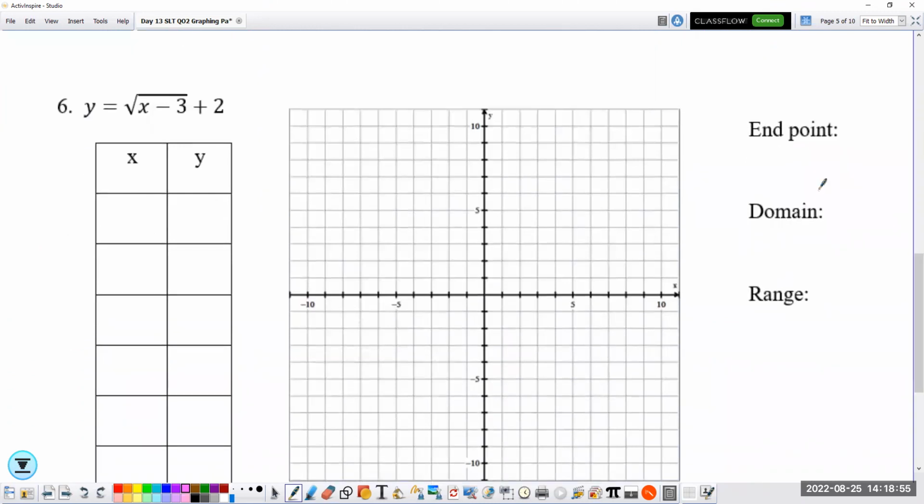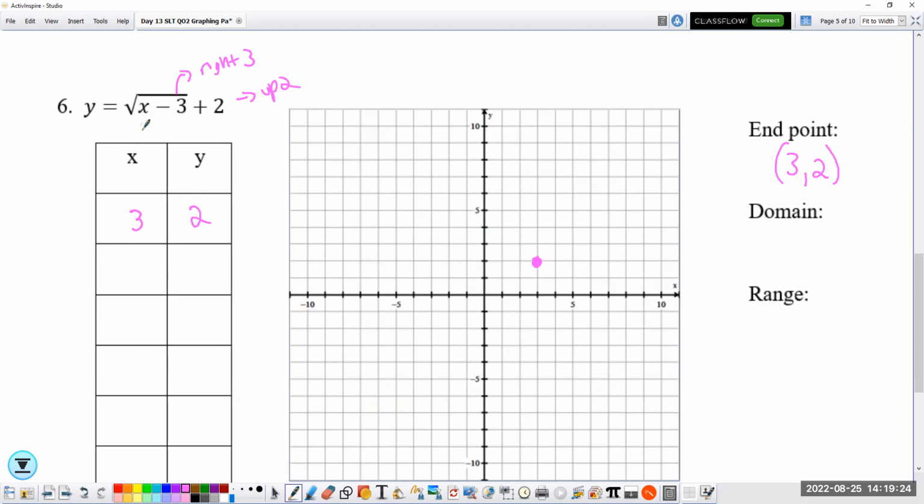The first thing I should identify is the endpoint. And again, the endpoint comes from the fact that this goes right 3 and up 2. So I have an endpoint of 3, 2. I don't have any dilation here. So I'm going to start at 3, 2.